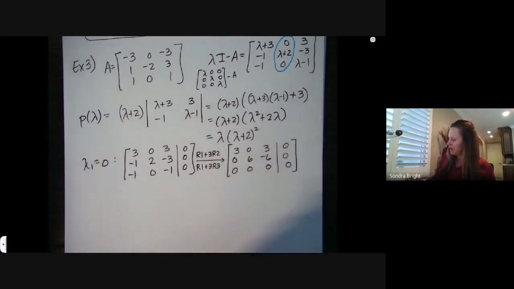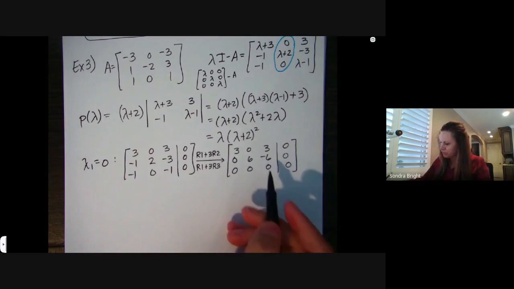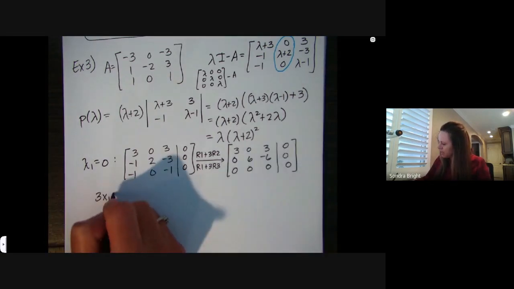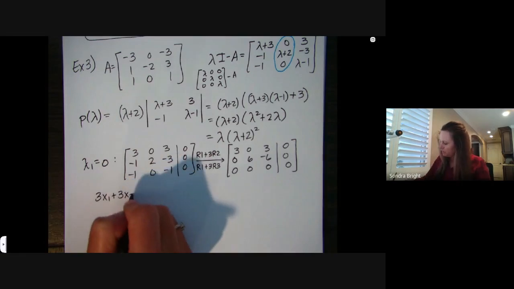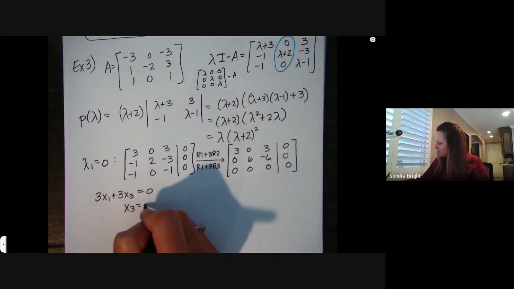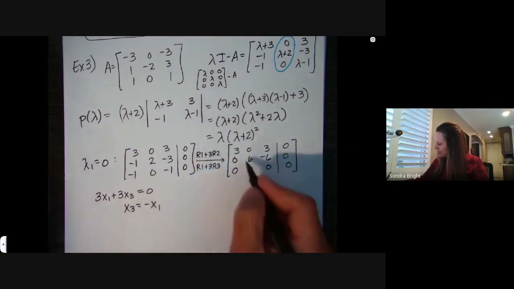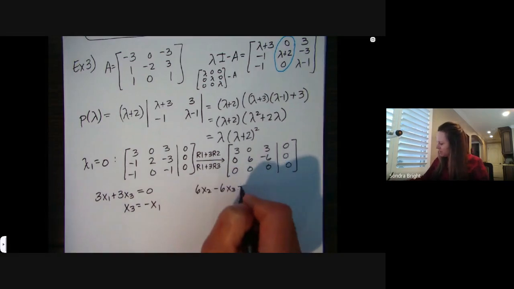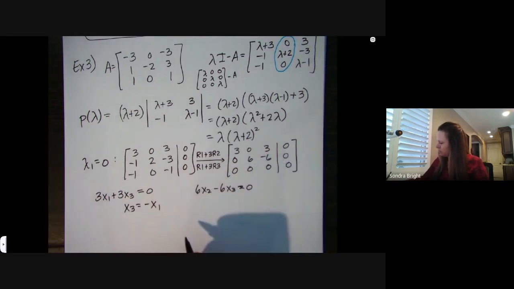You could keep going, but I'm going to stop right there. This is enough for me to see what's happening. The first row says 3x1 plus 3x3 is equal to 0, which means that x3 is equal to negative x1. The second row says 6x2 minus 6x3 is 0, which means x2 is equal to x3.